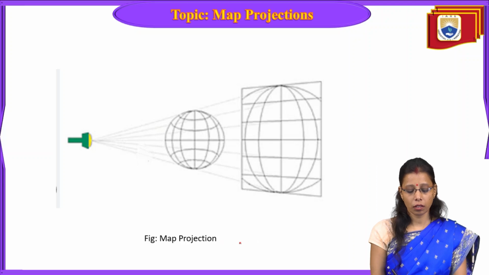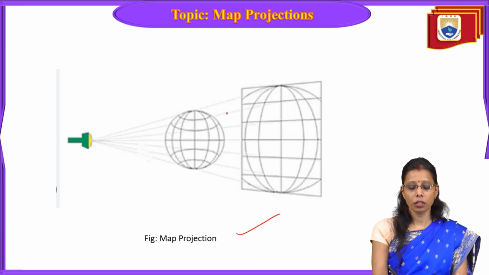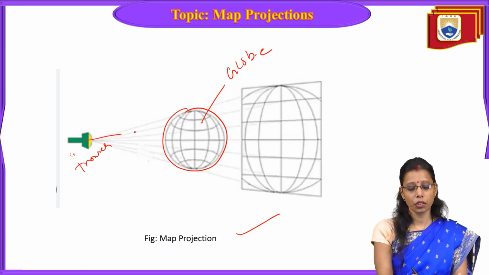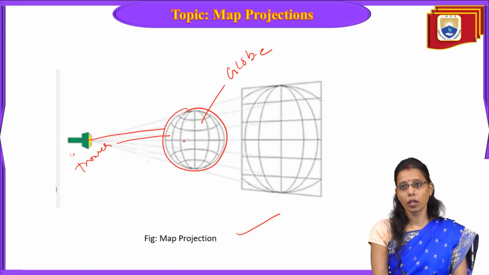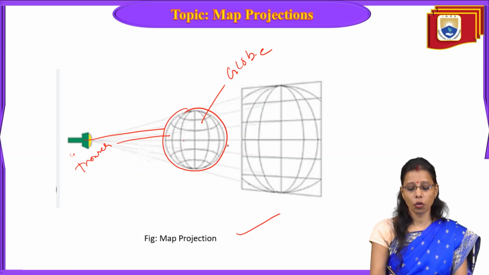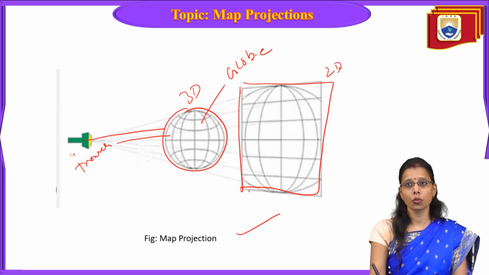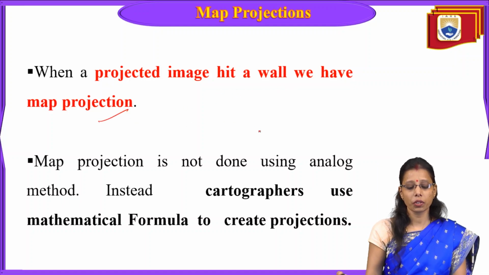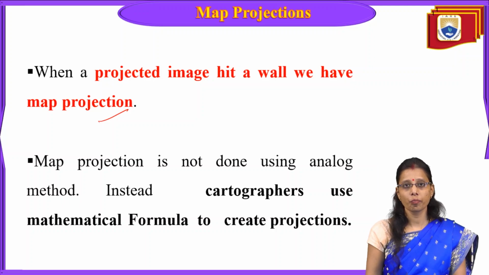Now, this is one example of map projection. This is a globe, and here you have a torch. We switch on the torch, and it falls on this globe. Whatever information is on the globe is projected on the wall. This is 3D and this is 2D. This is how map projection looks. When a projected image hits a wall, we have map projection. That means 3D information hits the wall and converts to 2D.